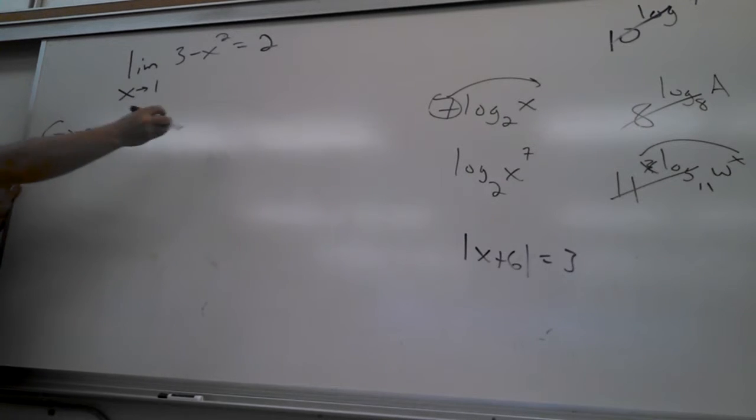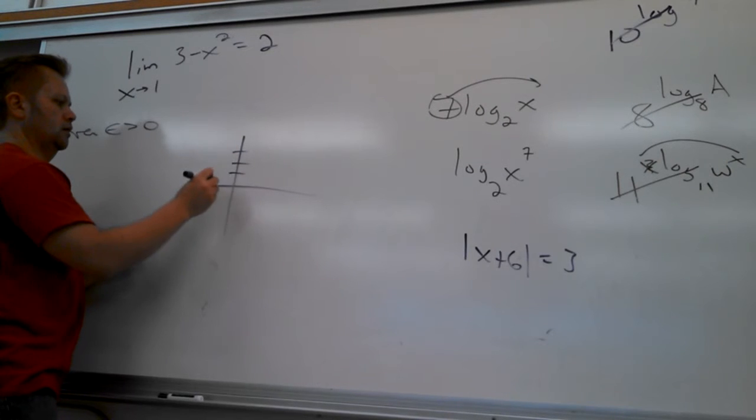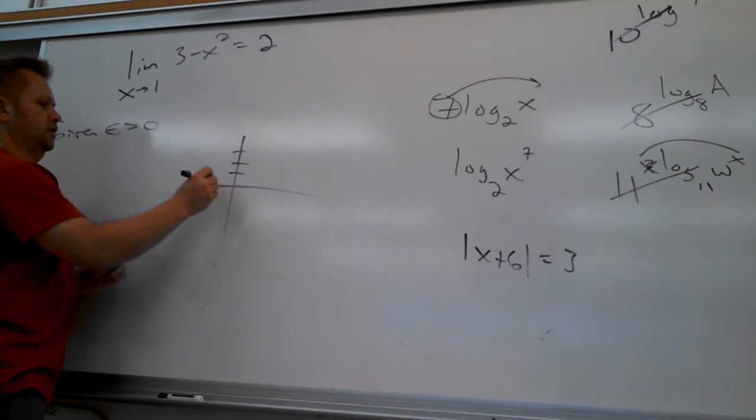Somebody's going to ask me, all right, so here's my 3 minus x squared. Why'd you make it 3, Jeff? Just to be an asshole.